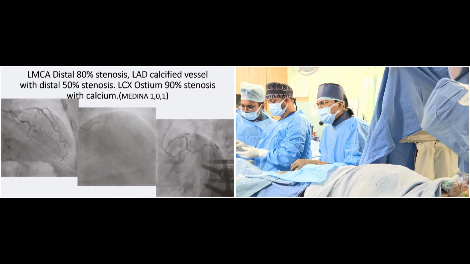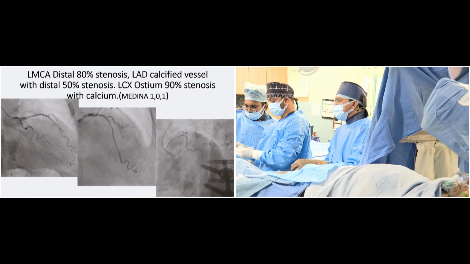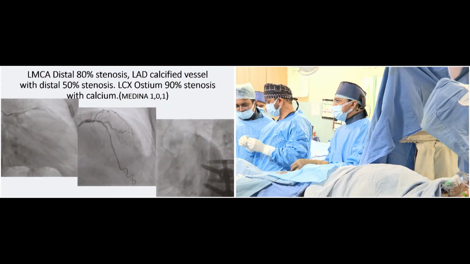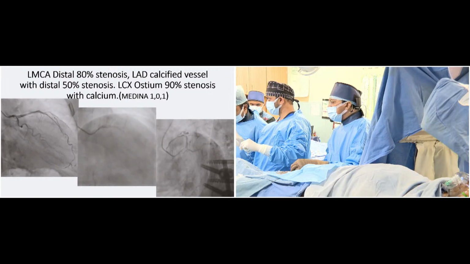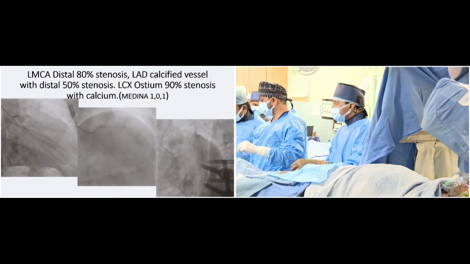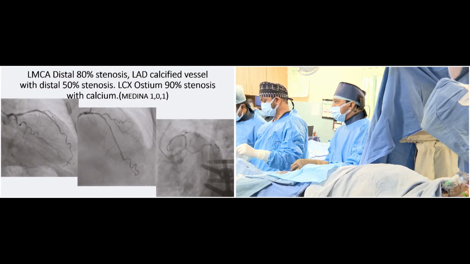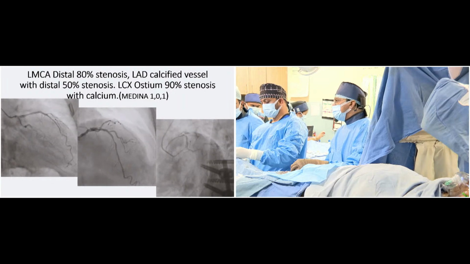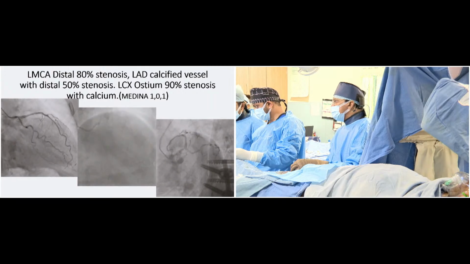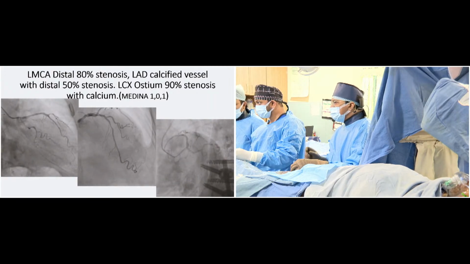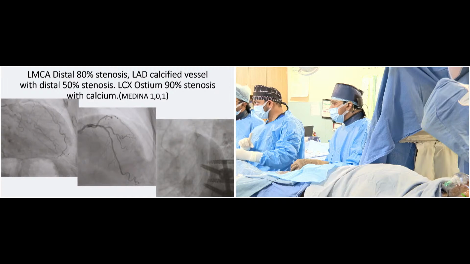So any patient with severe calcium, which is a very, very tight lesion, definitely an uncrossable lesion or a difficult to cross lesion without any angulation, usually ROTA is the best choice. For uncrossable lesions, that is the first choice, because it is a probing movement.